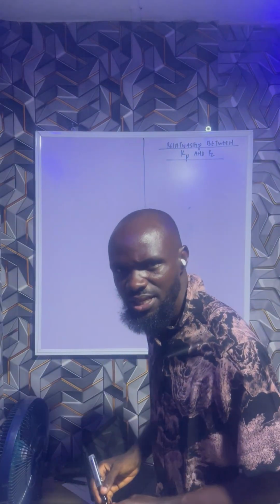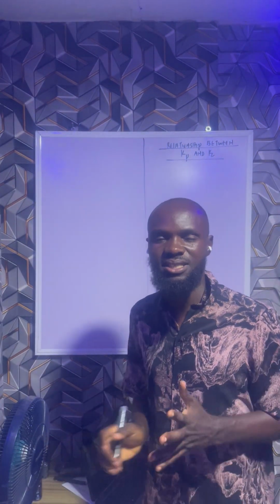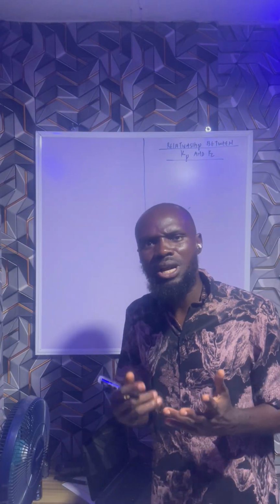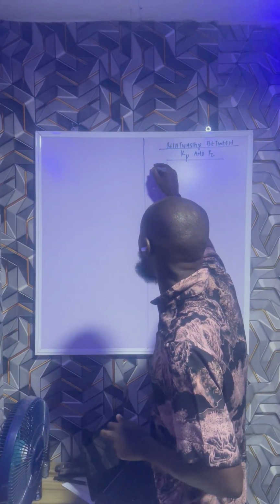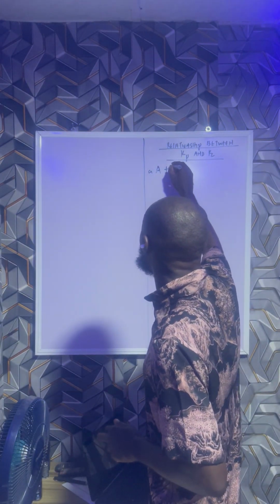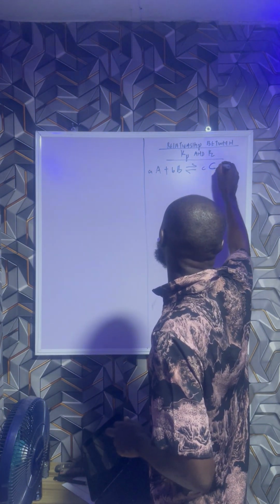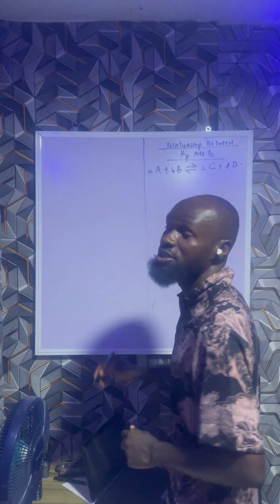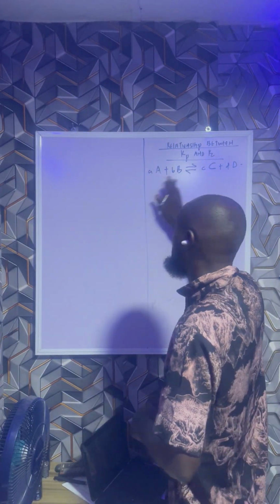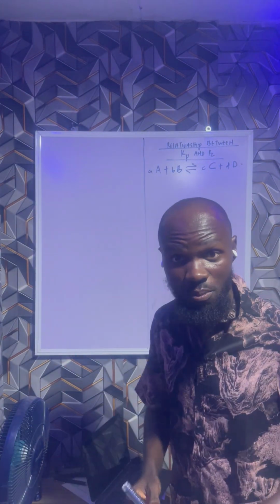Now, Kp means equilibrium constant in terms of pressure. Kc means equilibrium constant in terms of concentration. So let us consider the equilibrium reaction. Let's say you have aA plus bB, reversibility sign, cC plus dD. We want to put into consideration this equilibrium reaction.